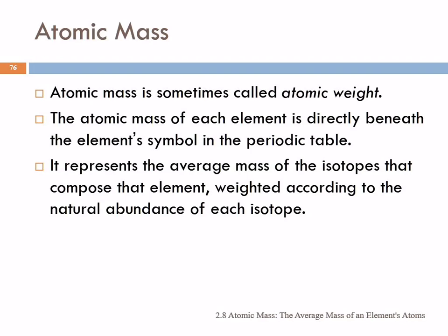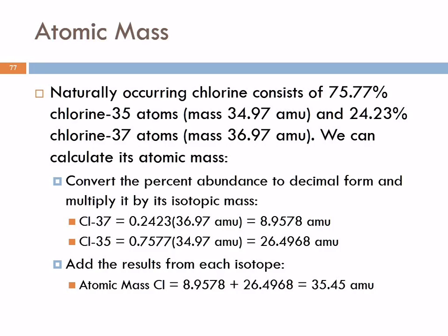Now, is it practical to deal with atoms individually? No. They're too tiny. Right? You can't pick one up and weigh it. And there's also so many of them, you couldn't count them. So what we do is we use a weighted average. We find out what percentage is this isotope and what percentage is that isotope, and we use that to find the average mass. Let's look at chlorine.